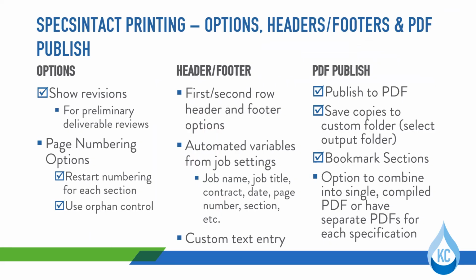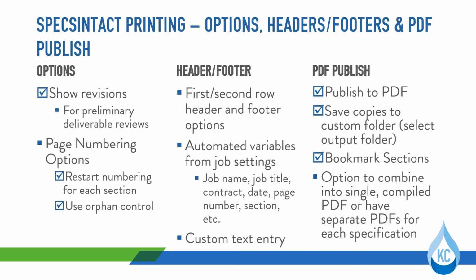The next few print tabs in the printing setup include Options, Headers and Footers, and PDF Publish tabs. The Options tab allows the user to turn on or off revisions for preliminary and final deliverables. You can also set page numbering to restart for each section or to be continuous for the full set that is published. Orphan control can be toggled on to keep from splitting important text, such as titles or table headers, across 2 pages.